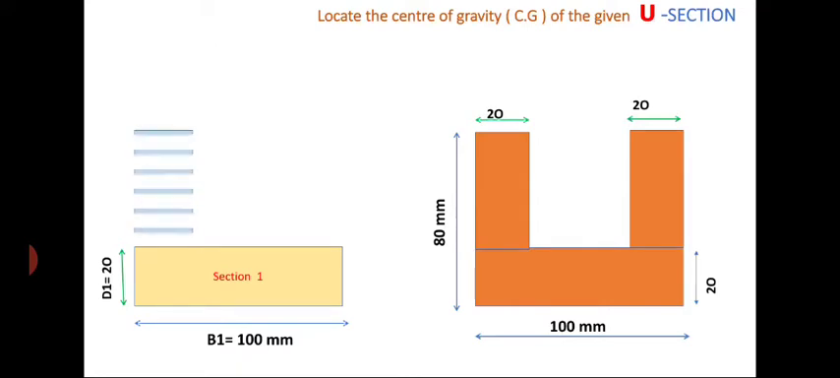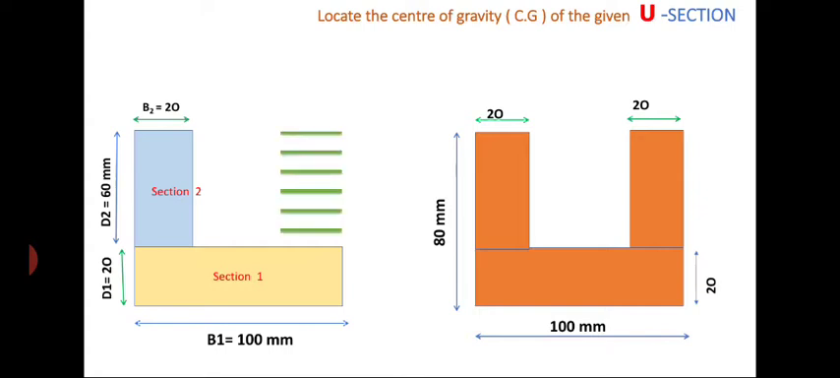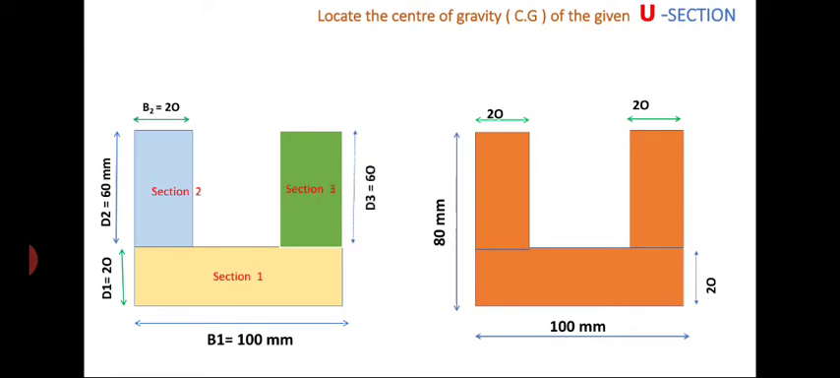Now the second section is the left side vertical rectangle. Dimensions are base b2 equal to 20 mm and height d2 equal to 60 mm. And the third section is the vertical right side rectangle. The dimensions are height d3 equal to 60 mm and base b3 equal to 20 mm.